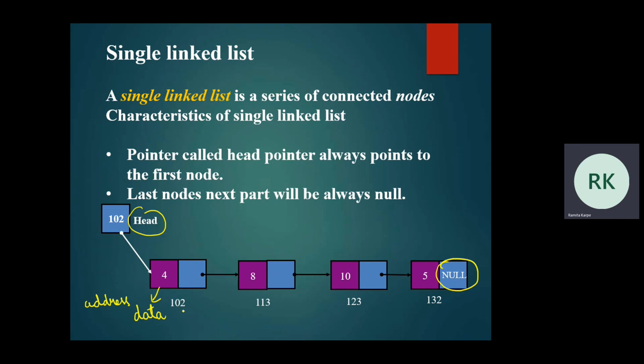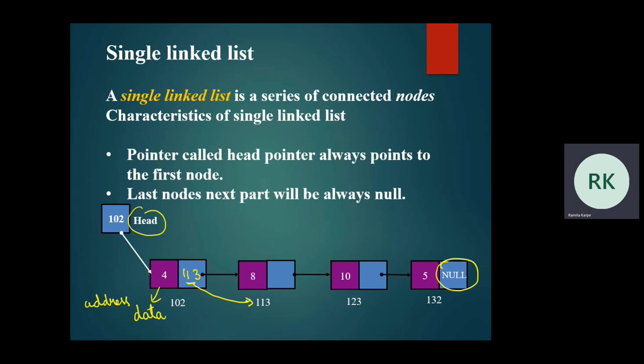So this node is at address 102. Second node is at address 113. Third node is at address 123, sorry. And the last node is at address 132. Now, the first part of a node is the data part, and the second is the next part. Next part is a pointer, and pointer variable saves address. So in this case, over here, I'll have to write the address of the next node. Which is the next node? This with data item 8. What is the address of that node? It is 130. Fine.